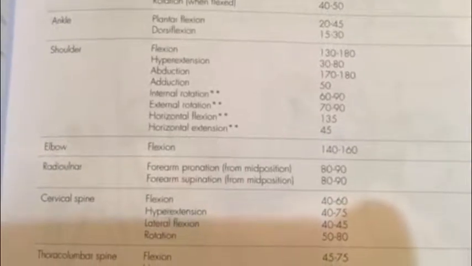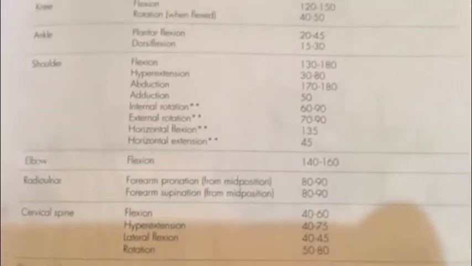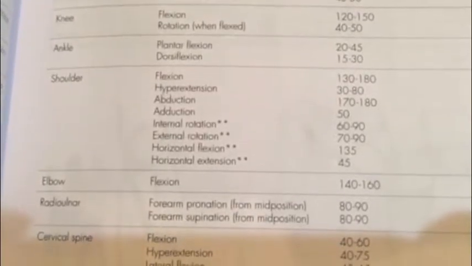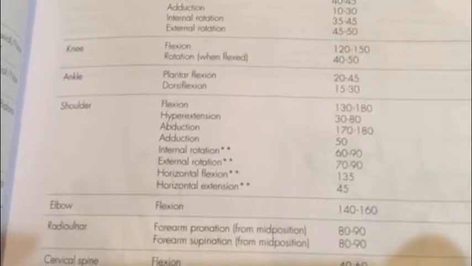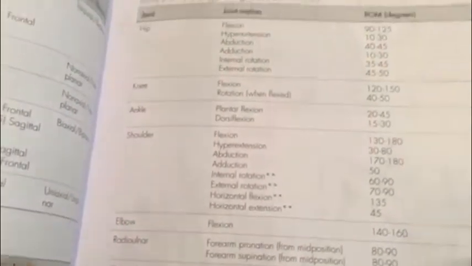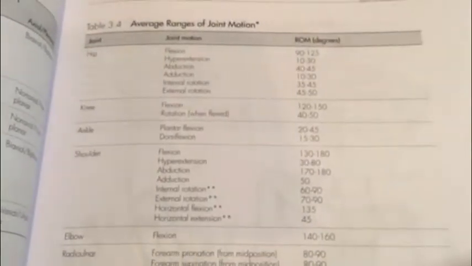Hello everyone. For my video, I'm going to have my roommate demonstrate shoulder flexion for us. But before we do that, I'm going to go ahead and state the average range of motion that shoulder flexion usually lies on from the textbook. So it says here that it is 130 to 180 degrees. Now that's just the average range of motion.